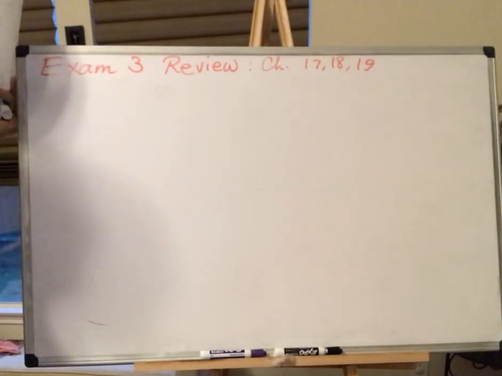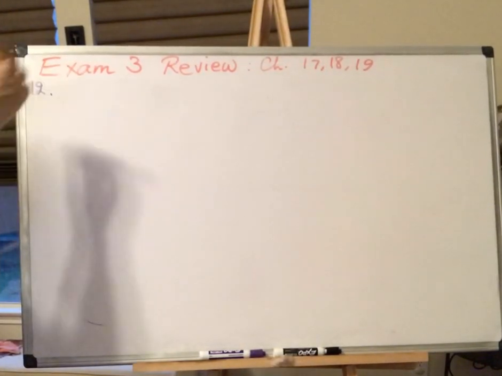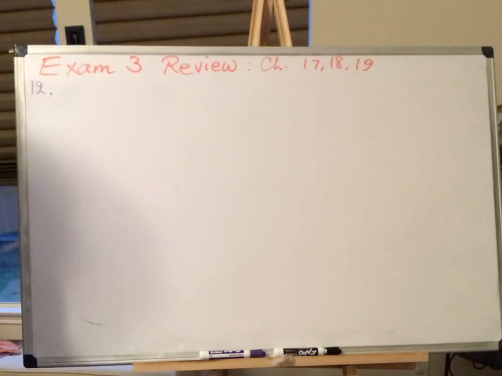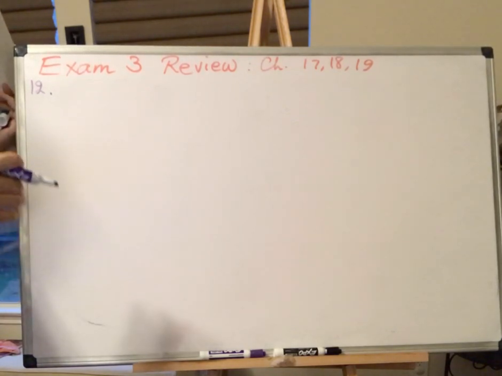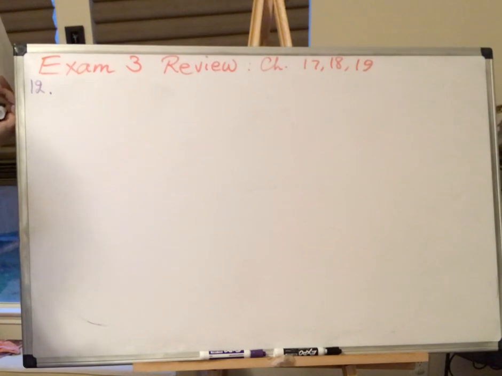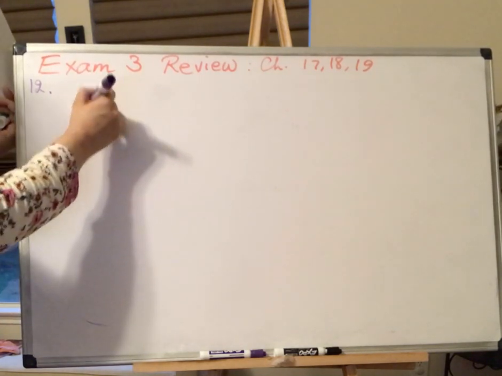Okay, now question number 12. We're supposed to rank the following metal sulfides in order of increasing molar solubility in water. Increasing molar solubility in water means increasing the Ksp. The higher the Ksp, the more the molar solubility. So which one has the smallest molar solubility?